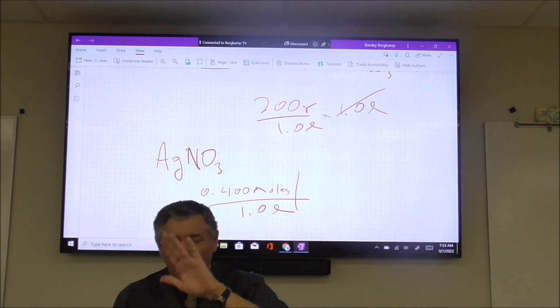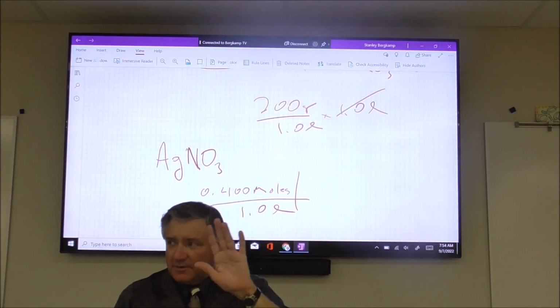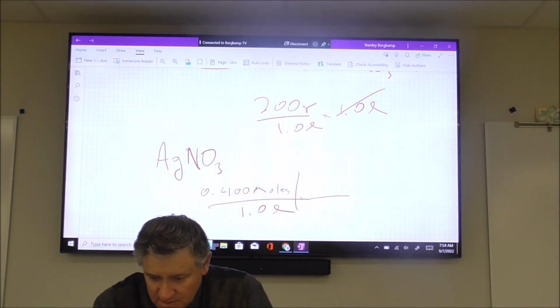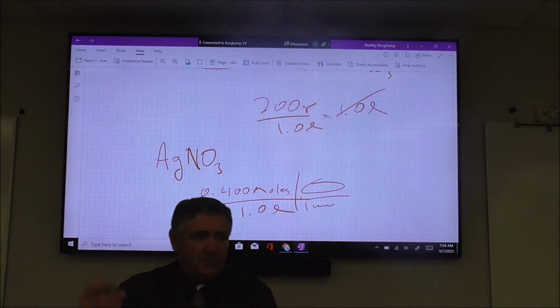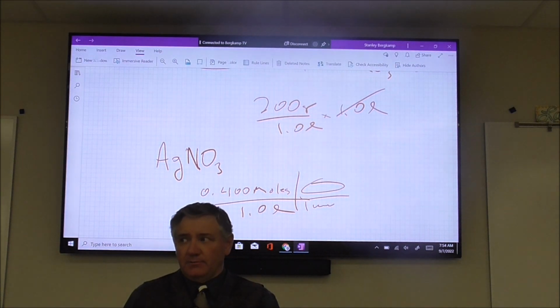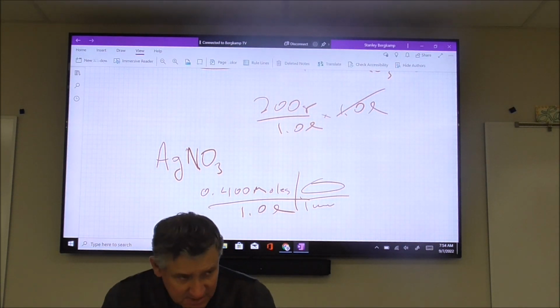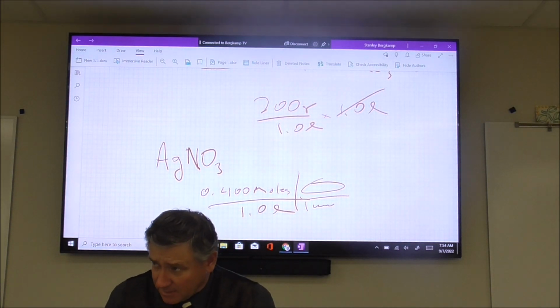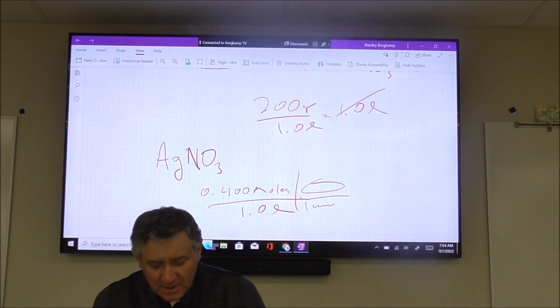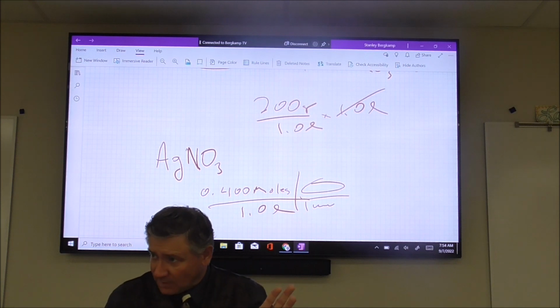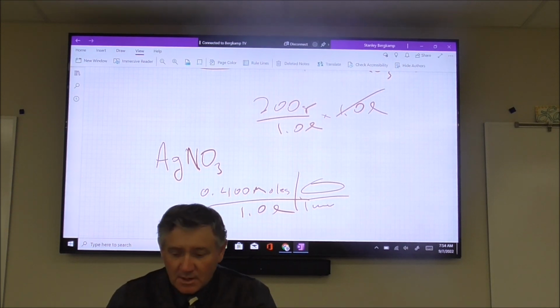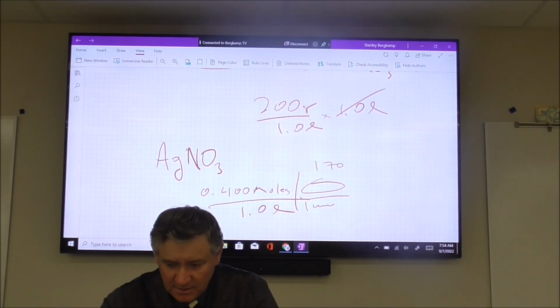Now, in case you haven't figured it out, you got to get rid of the moles. So you can come down here and go, okay, that's 1 mole. Look up the molar mass of silver nitrate. It's a big number, okay? Because silver itself has a really, really big relative atomic mass. So the silver nitrate molar mass is around 170. Pretty big number.